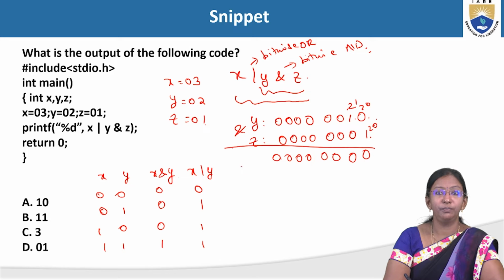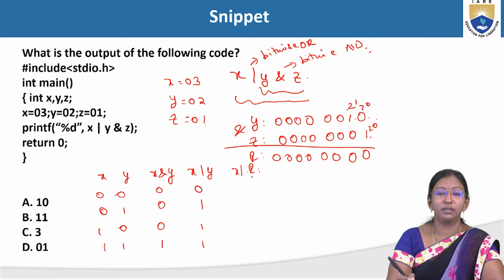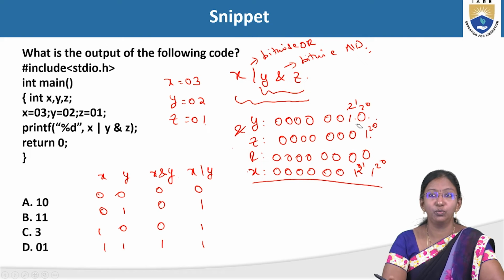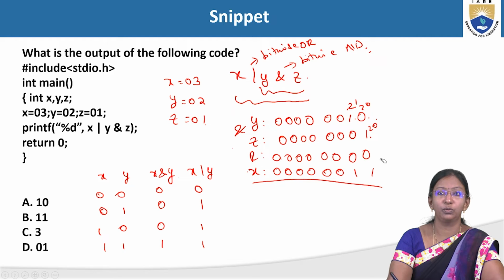Now you have to perform x OR the result. So let me name it temporarily as R. So this is the operation which you have to perform. What is the bit value of x? It's 3: 0, 0, 0, 0, 0, 0, 1, 1. So 2 per 0, 2 per 1, right? Sorry, 2 per 1 is 2, then 2 per 0 is 1, so total.